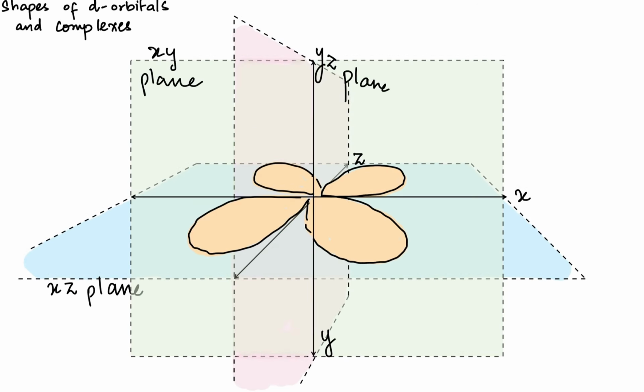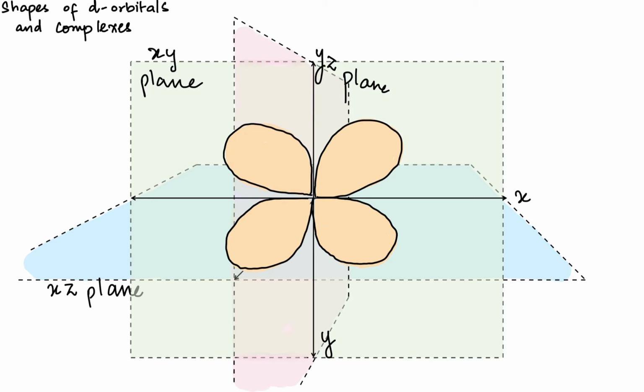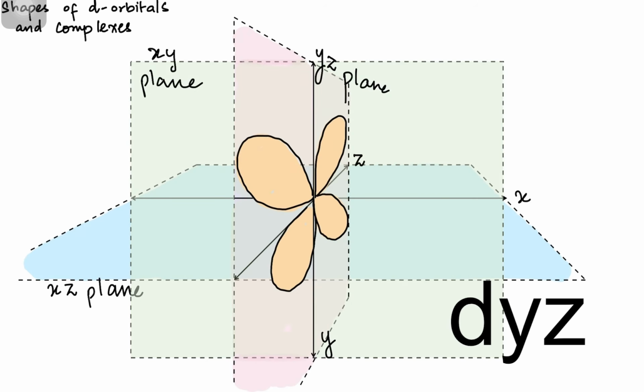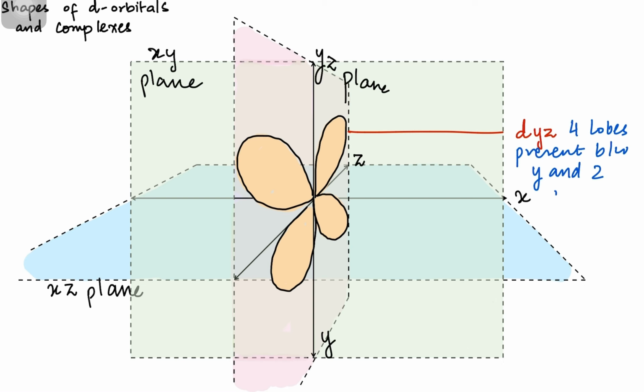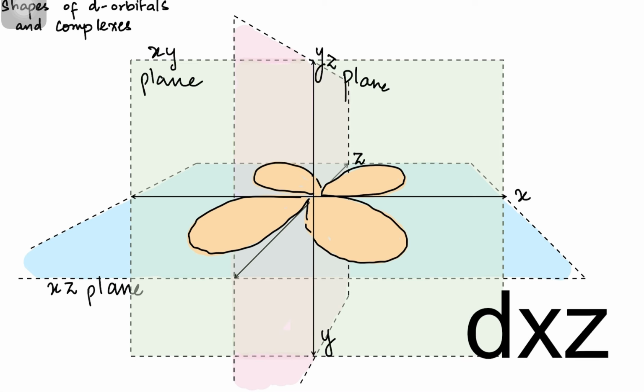The first set of d orbitals is present not on the axis but between the axes. For example, the 3D YZ orbital has 4 lobes in total, and these 4 lobes are present between the Y and Z axis. So it is present on the quadrants, not on the axis. So it is present on the YZ plane between the Y and Z axis.